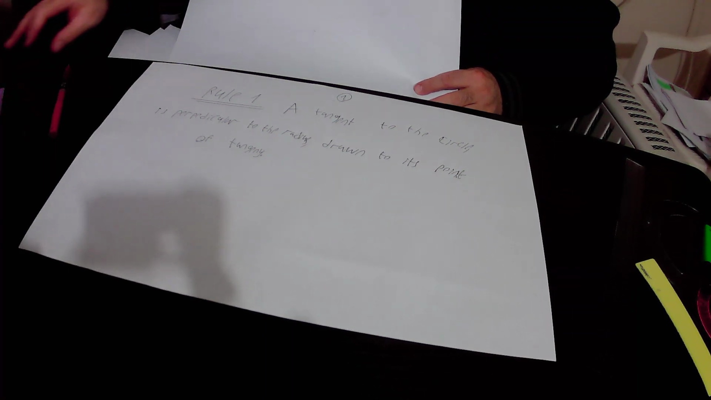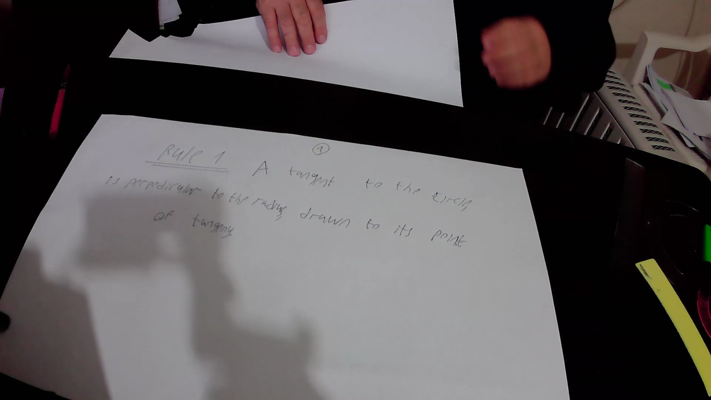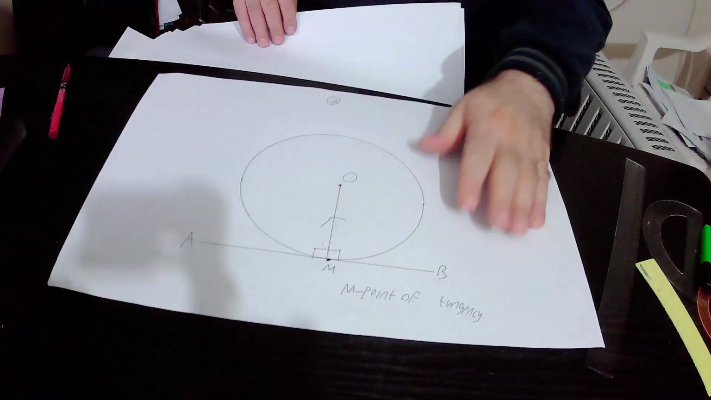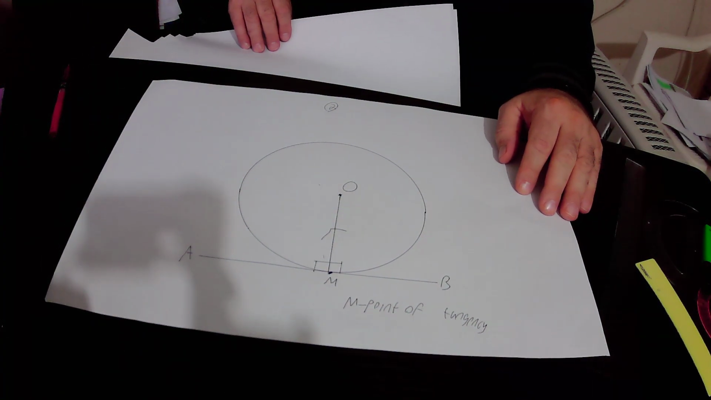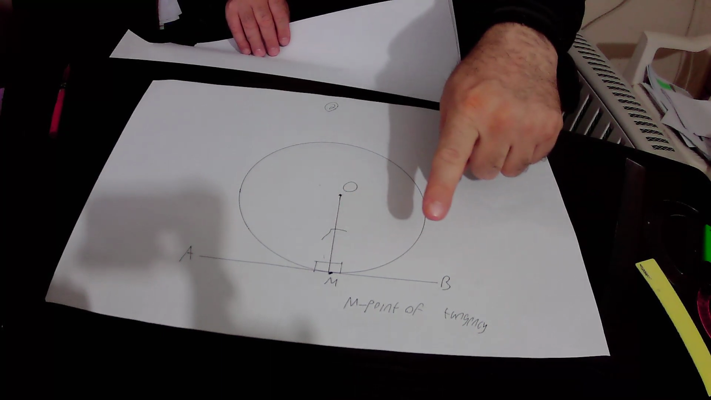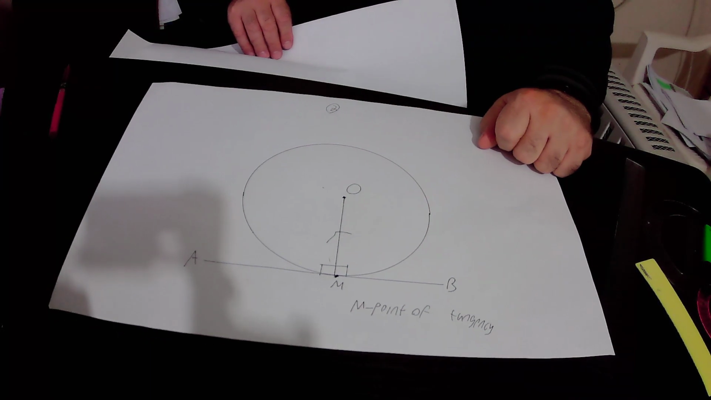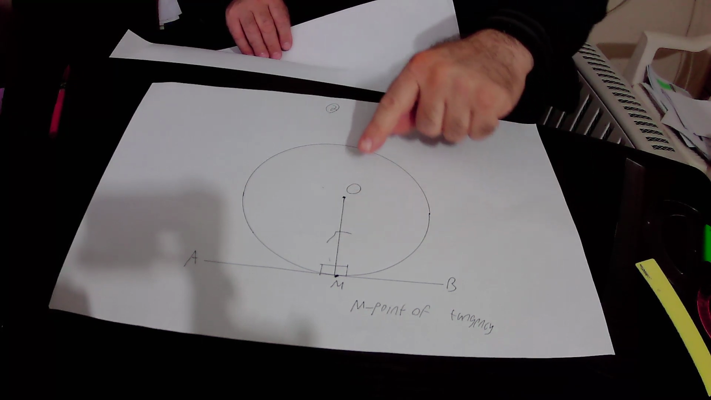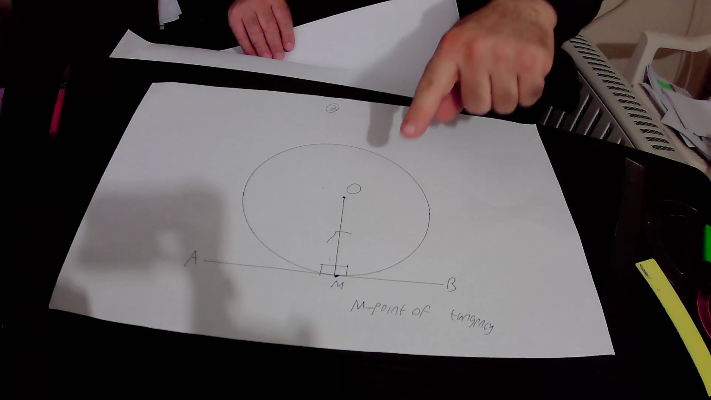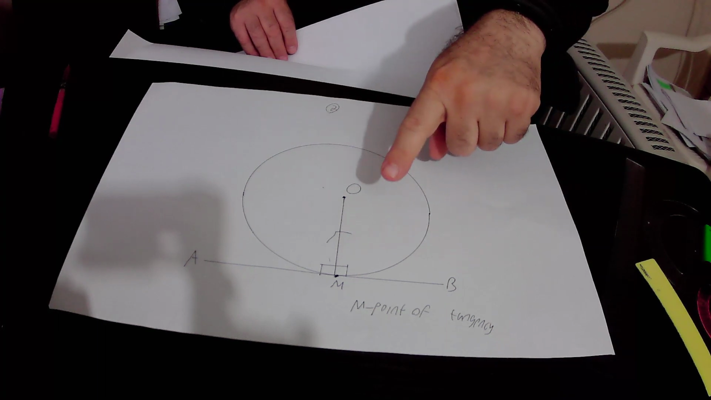According to rule number 1, a tangent to a circle is perpendicular to the radius drawn to its point of tangency. So what is the meaning of rule number 1? The meaning is that if we have this circle and tangent AB is tangent to this circle at point M, point M is the point of tangency of tangent AB with this circle. And we have the radius OM. You can see here that the radius OM is drawn to the point of tangency, that is to say to point M, the point of tangency of tangent AB with this circle.